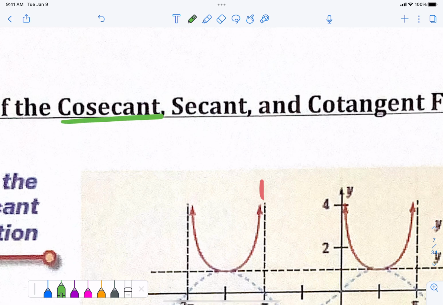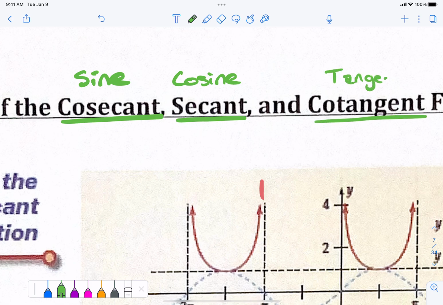Above cosecant, I want you to put the graph of sine. Above secant is cosine. Write this down. I'm writing, you're writing. Cotangent goes with tangent. These are the ones that they go with: sine, cosine, and tangent.